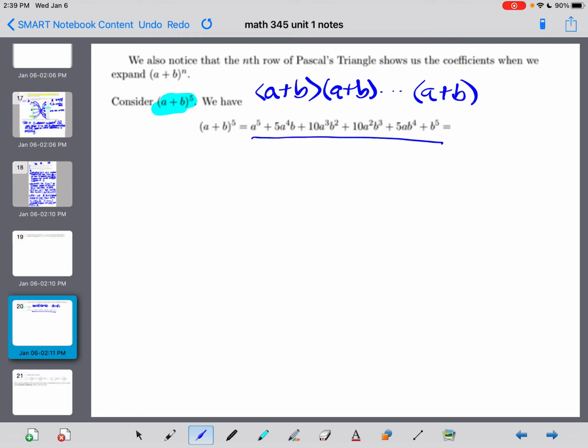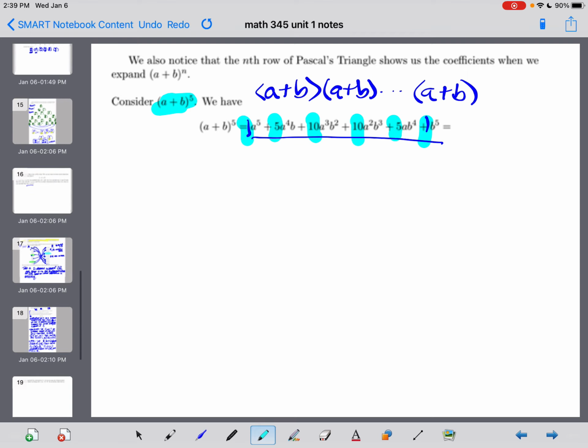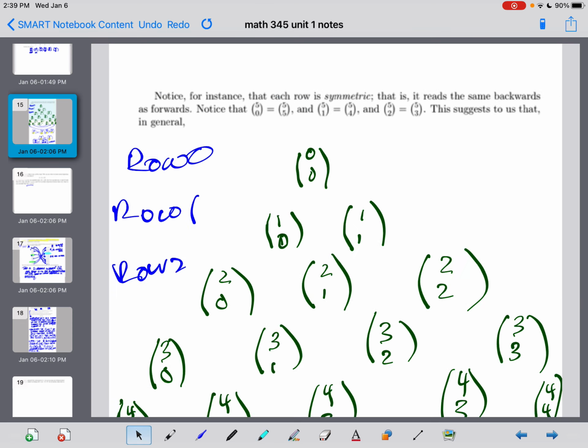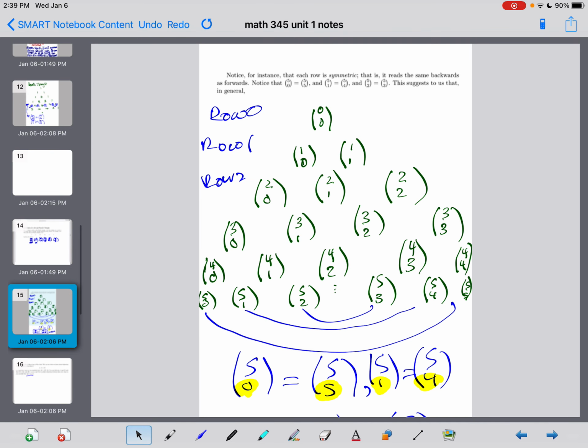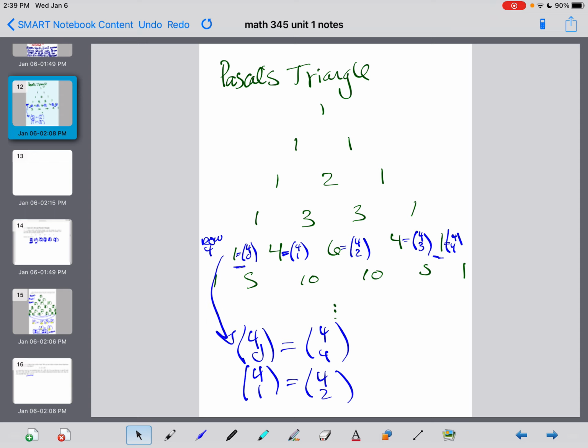Okay, a to the 5th plus 5, a to the 4th b, all the way down the line. Now the interesting thing to notice here is that if you look at the coefficients, we can assume there's a coefficient of a 1 here and a 1 here. Pulling out the coefficients gives us 1, 5, 10, 10, 5, and 1. That should look familiar. That's the 5th row of Pascal's triangle. Right, 1, 5, 10, 10, 5, and 1 is the 5th row of Pascal's triangle.